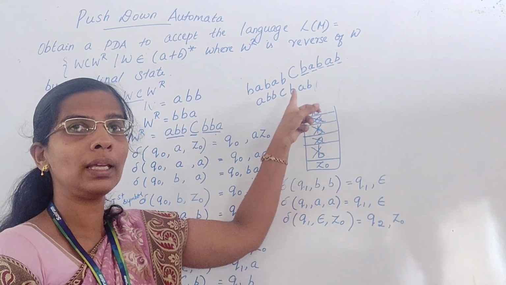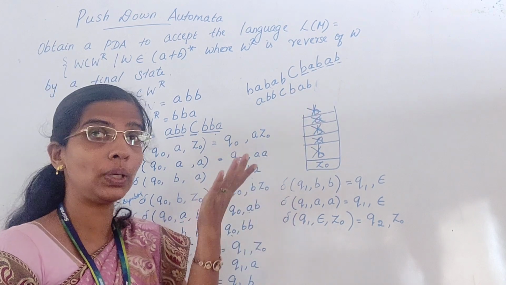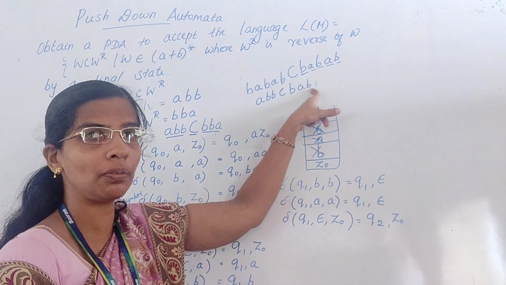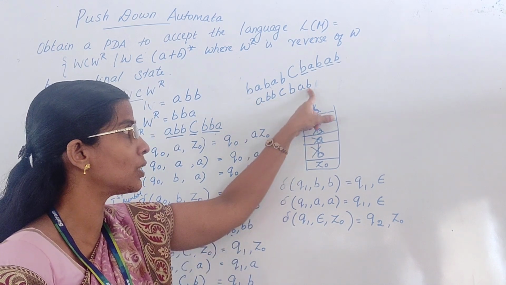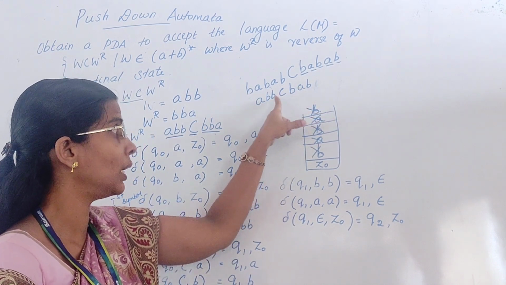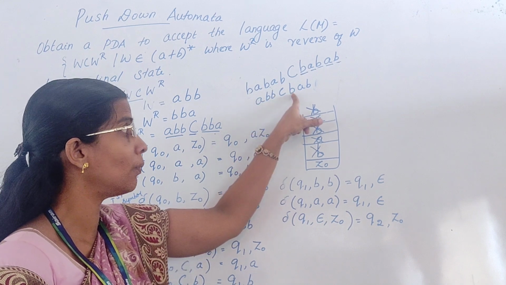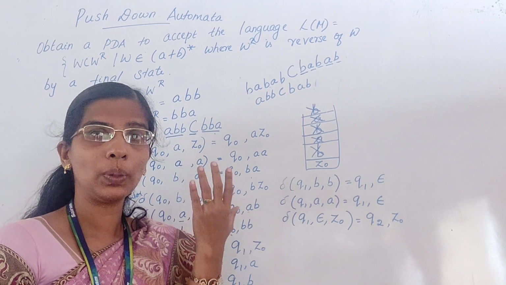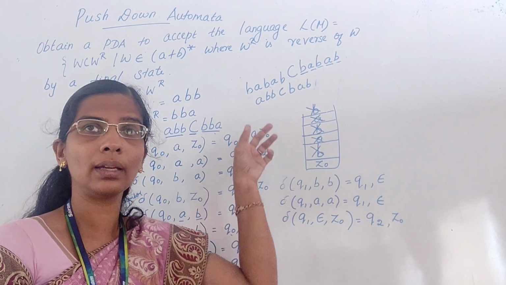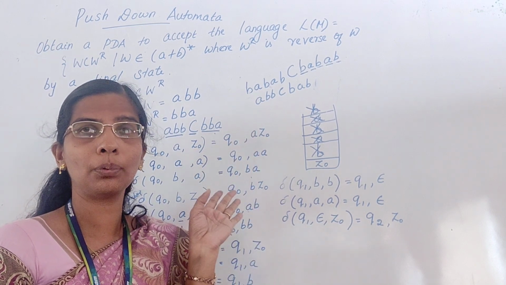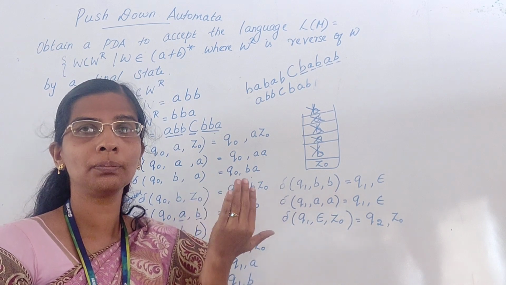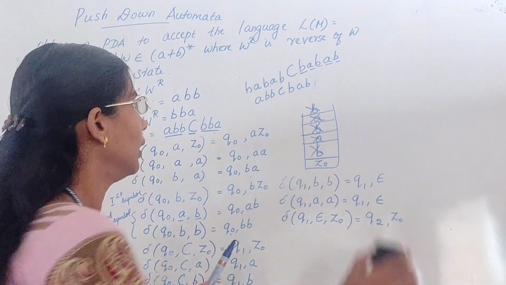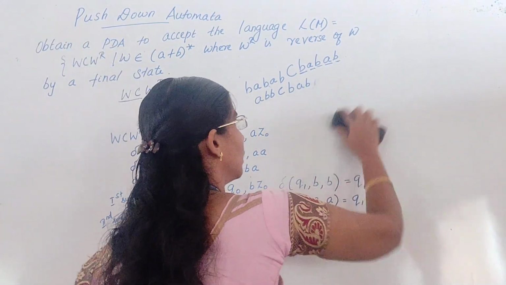Right? By seeing this, visually I can say this part is not reverse of W. But if it is reverse of W, what should I have here? BBA. I should have BBA. But I have BAB. Visually I can see and say it is an invalid input. But we'll see how the machine says it is an invalid input.